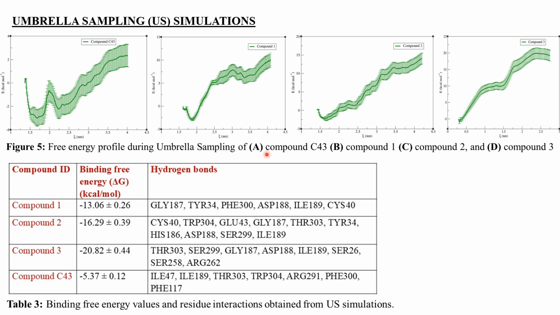Next, coming towards the umbrella sampling simulations, it shows the free energy profile of all compounds. The table summarizes the free energy profiles of all four compounds. Here we can see that compound 3 is achieving the lowest binding free energy of -20.82, and the reference compound was achieving the highest binding free energy. These results are in agreement with the fast pulling of ligand simulations, where we showed that compound 3 had the highest residence time, therefore having the strongest binding with the protein GPR52.